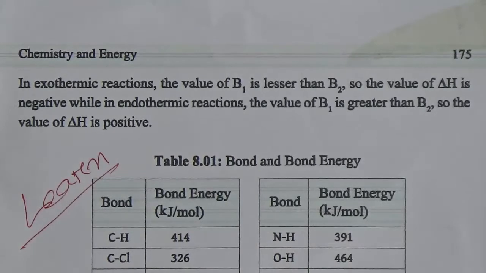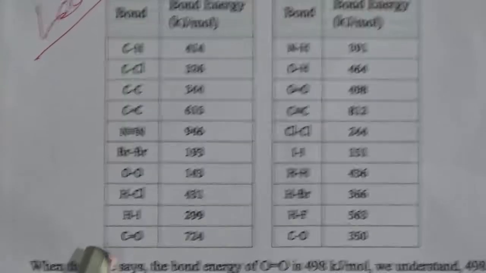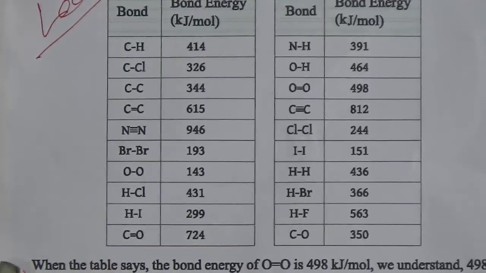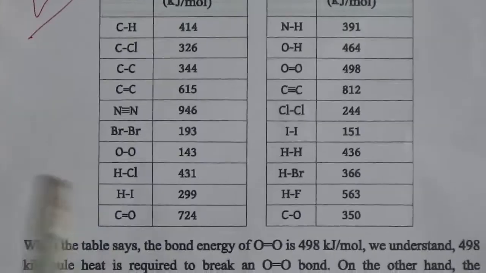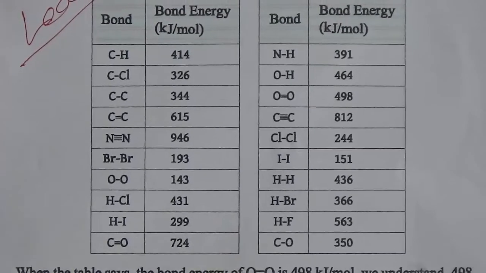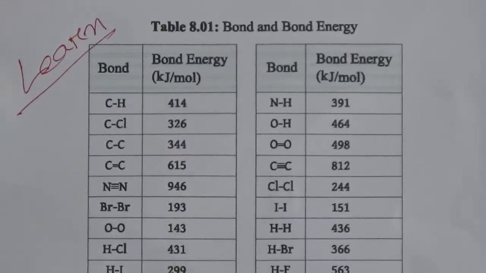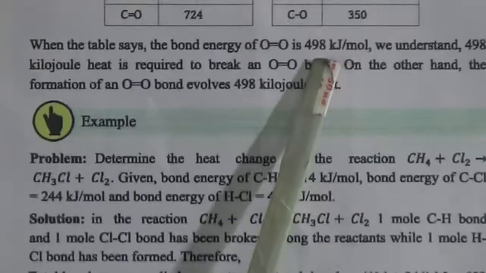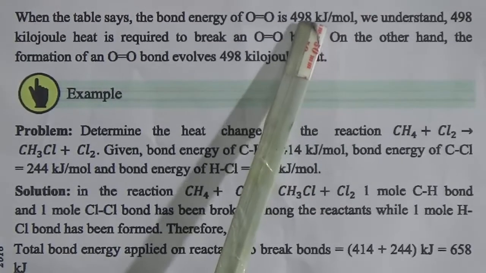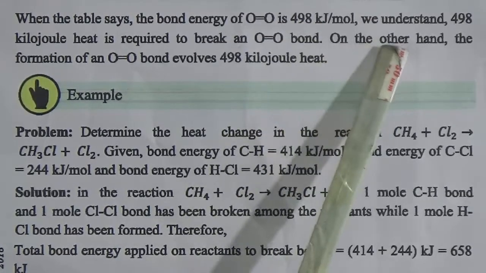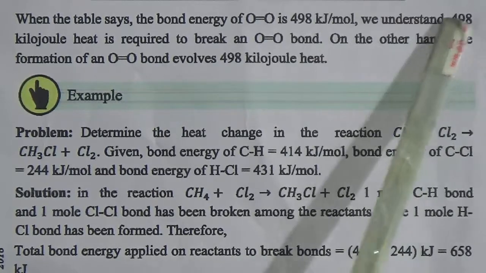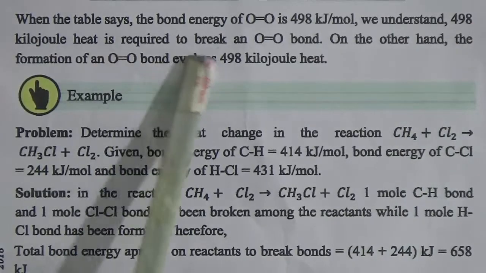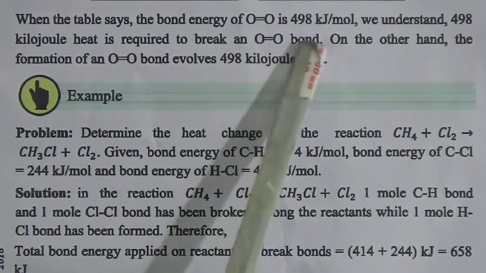Most of the time when you get a mathematical problem, they give the bond energy value, but you have to learn it because for the MCQ and knowledge-based questions, sometimes they don't give it, so you have to apply it from your knowledge. Then the table says that the oxygen bond is 498 kilojoule per mole. That means 498 kilojoule of heat is required to break an oxygen bond.